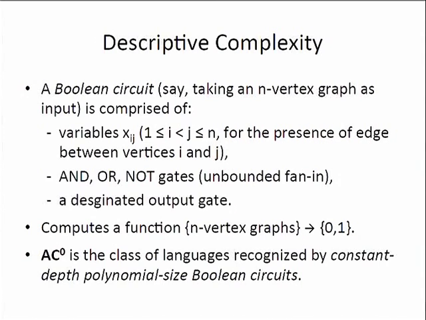Let me just give the definition of Boolean circuits. Since I'm talking about properties of graphs, I'll be considering Boolean circuits which take n vertex graphs as inputs. So there'll be n choose two variables, x sub ij, which indicate the presence of an edge between vertices i and j. The circuit is built up out of AND, OR, NOT gates, where the AND and OR gates can have unbounded fan-in, so any number of wires coming in, and there's a single designated output gate. Every such circuit computes a function from n vertex graphs to {0,1}, so some Boolean function. AC0 denotes the complexity class of languages recognized by constant depth polynomial size families of Boolean circuits.